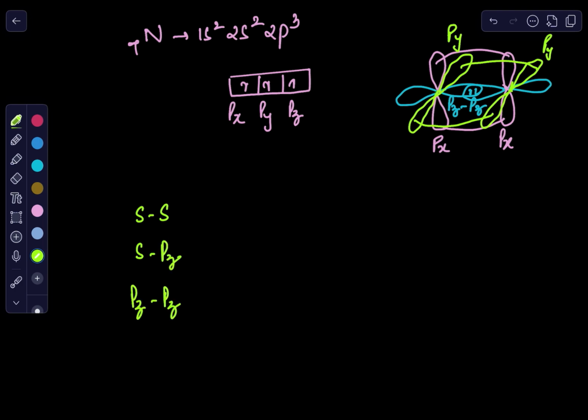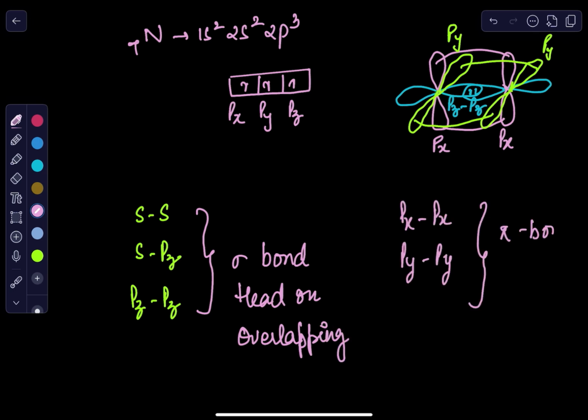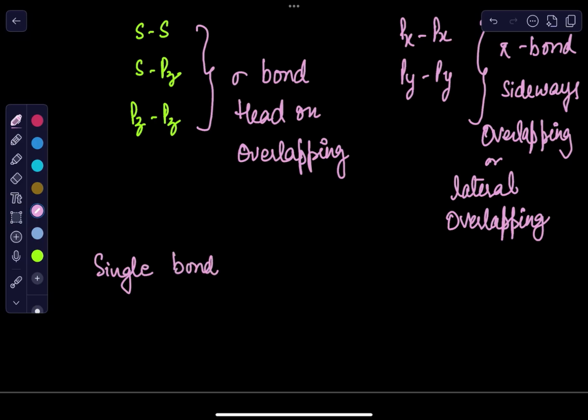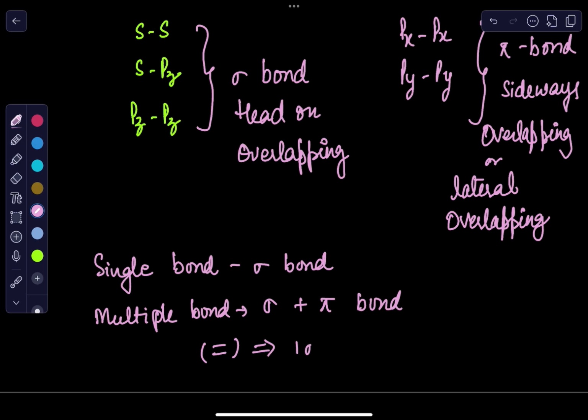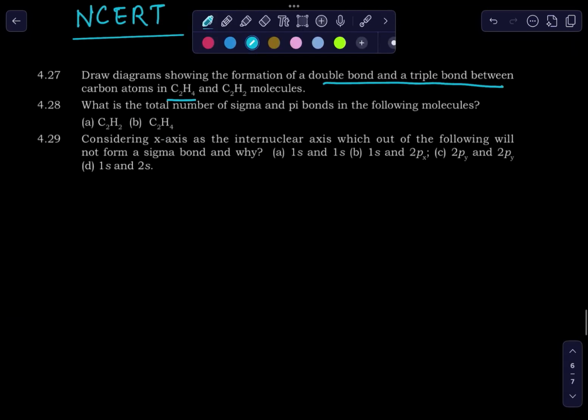So far we have seen that if there is overlapping which is s-s, s-pz or pz-pz, then a sigma bond will be formed, and if there is overlapping between px-px or py-py, a pi bond will be formed as a result of sideways or lateral overlapping. Right, so when there is only a sigma bond, we call it a single bond. If it is a multiple bond, it means that there will be a pi bond along with a sigma bond. Right, a pi bond can never be formed alone.